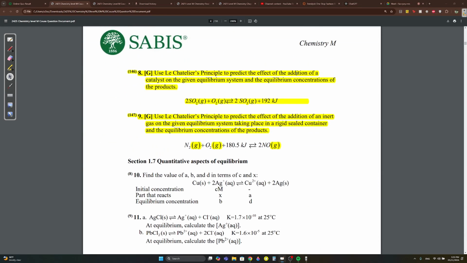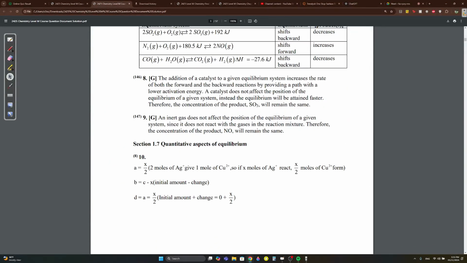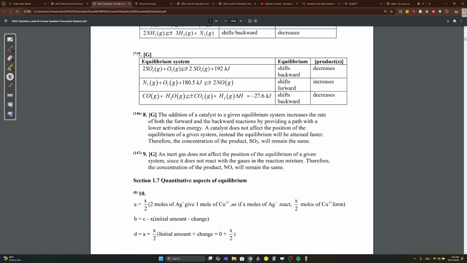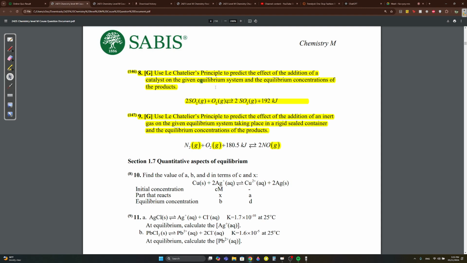Question 8 and 9. Using Le Chatelier's principle to predict the effect of addition of a catalyst. Okay, what happens if you add the catalyst here? Nothing will happen to the equilibrium. Nothing, right? Let me check. Okay, this one. Yeah, okay, we got this. Yeah, a catalyst increases the rate, but it doesn't affect the equilibrium, right? So it doesn't increase yield, it only increases the rate.